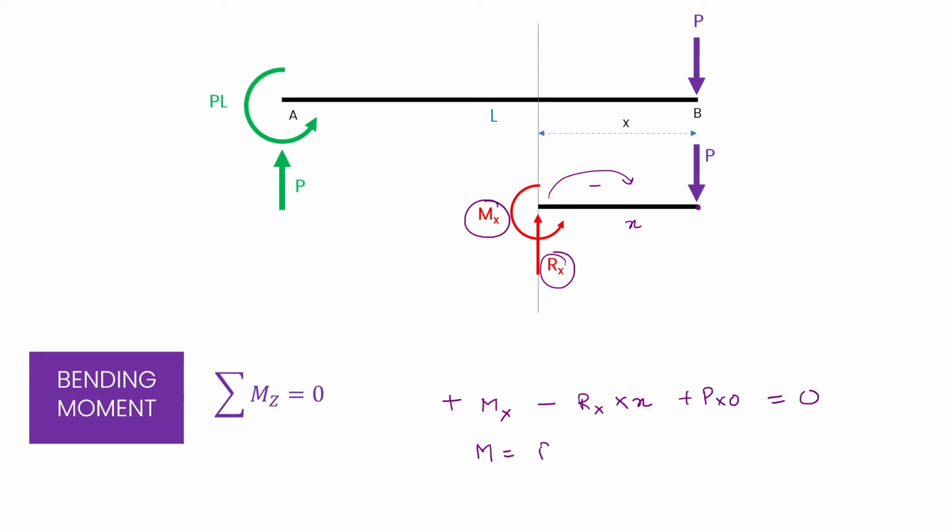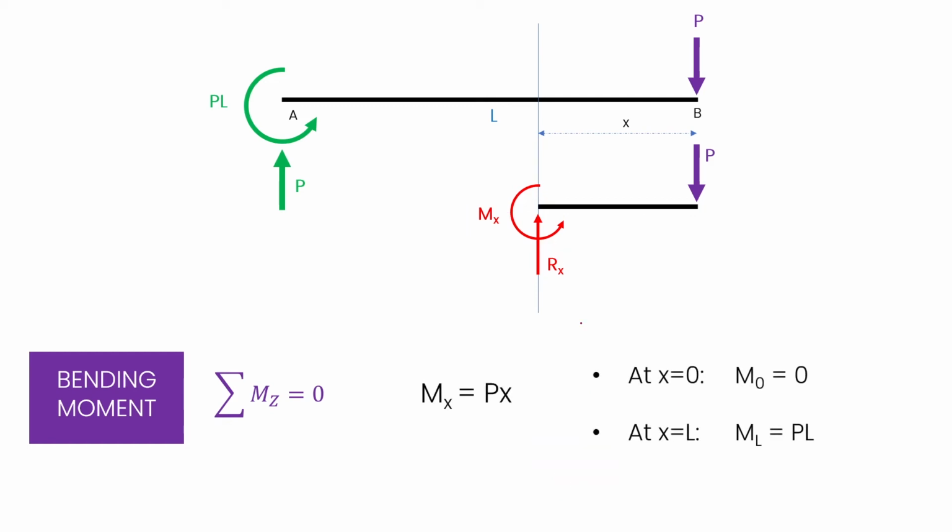Mx becomes Rx into X. And we have already solved for Rx, which was P. And hence Mx becomes Px. So this is what we end up getting, Mx as P multiplied by X. Now for X equals 0, that is if we change this X to 0, we get a value of M at 0 equals 0.